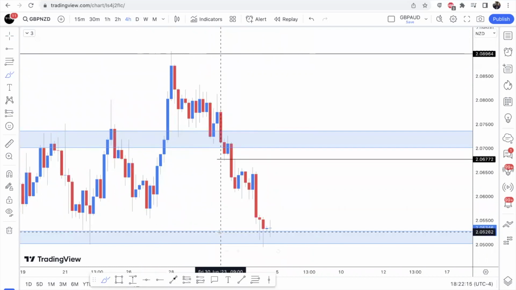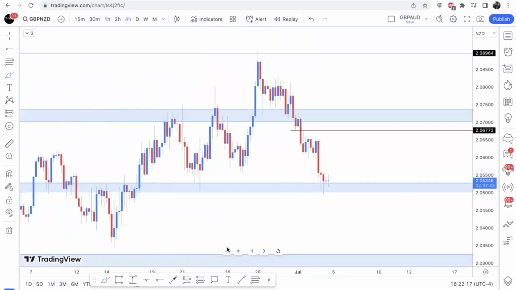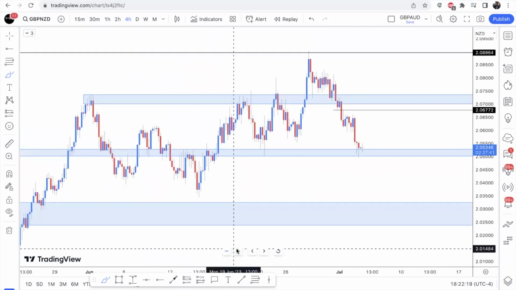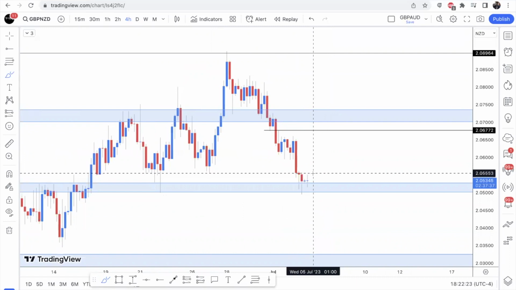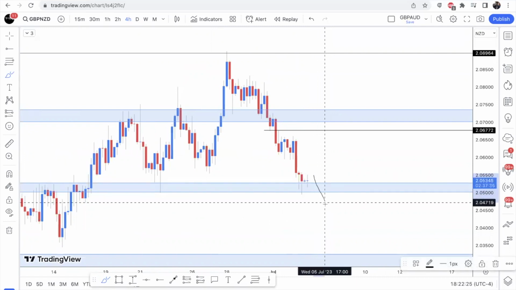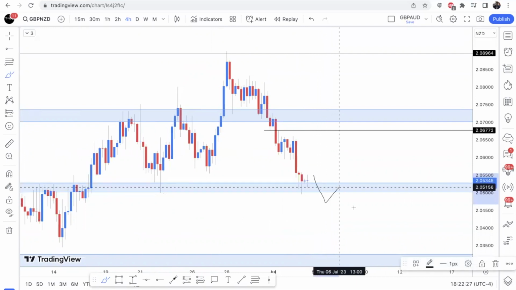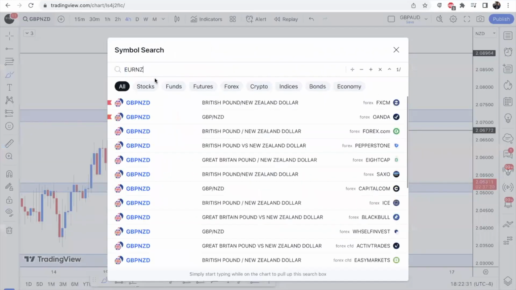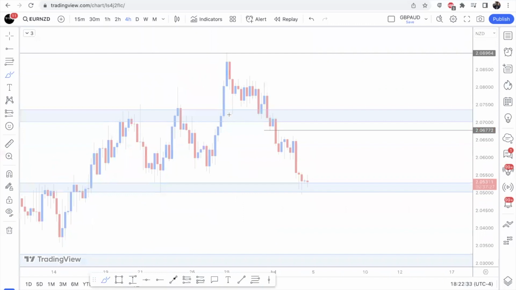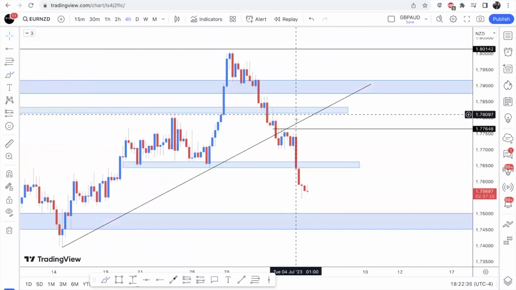Now, for the most part, that's GBP NZD. If price was to come a nice 4 hour close from here, then that'll be another opportunity on that retest and breakdown. All right, so I want to look at Euro NZD as well. Euro NZD actually moves similar to GBP NZD.